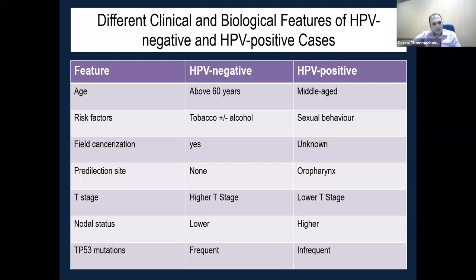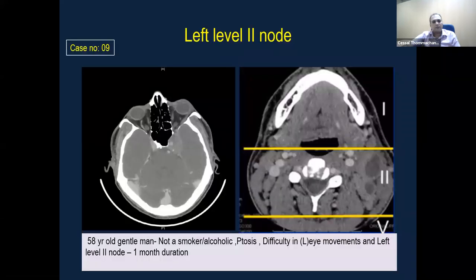And P53 mutations: the P53 is intact in HPV positive oropharyngeal carcinoma, or the P53 mutations are infrequent. This is one of the factors which determines radiation sensitivity of the P16 positive oropharynx. Although other factors, like being lymphocyte rich, many other factors have been postulated. These P53 mutations are infrequent or it is intact, so the apoptotic pathway is intact.